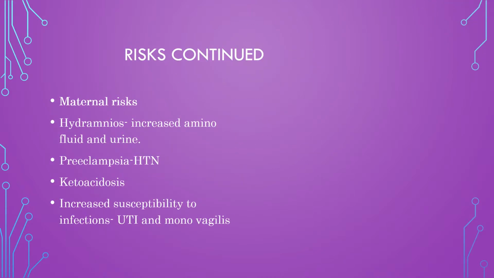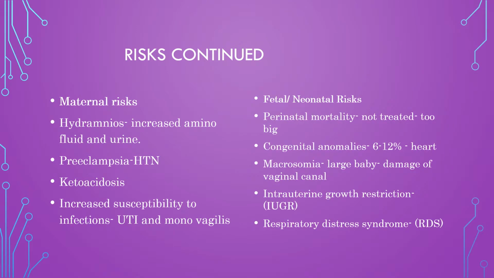Some risks continued. Maternal risks: hydramnios, increased amniotic fluid, preeclampsia, which is hypertension, ketoacidosis, and increased susceptibility to infections, such as UTI and monilial vaginitis. Some fetal and neonatal risks: perinatal mortality if not treated, too big, congenital anomalies, 6 to 12% with the heart, macrosomia, large baby, damage to the vaginal canal, intrauterine growth restriction, and respiratory distress syndrome.